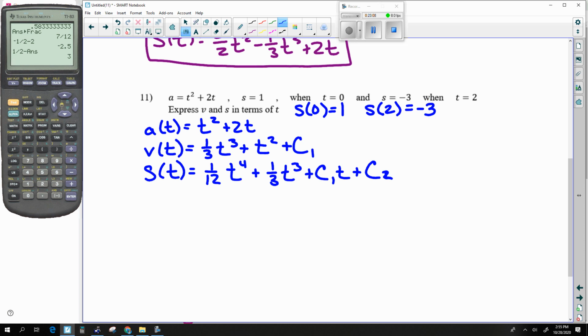Okay, this is where we really need to go to work right now. Let's go ahead and take the easiest one. And the easiest ones to work with are when times are equal to 0. That's usually when you get the most information. All right, so let's start with that. So if I go with time is equal to 0.